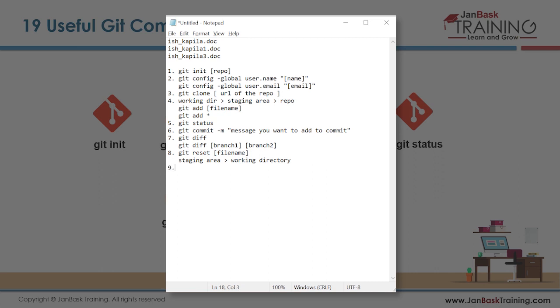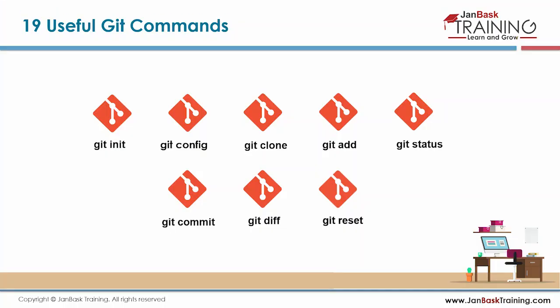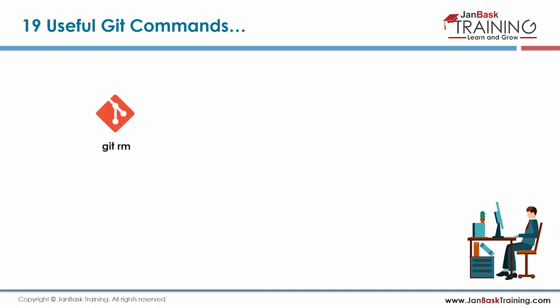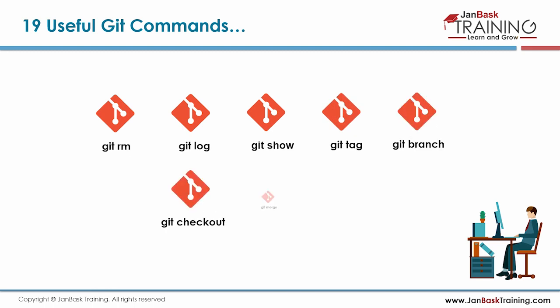Okay, so guys, I hope everything is clear up to this point. These are simple commands, and I hope my descriptions and examples are clear to you. So let's move on to the next commands. The next commands we have are git rm, git log, git show, git tag, git branch, git checkout, merge, and remove. Let me explain to you one by one.